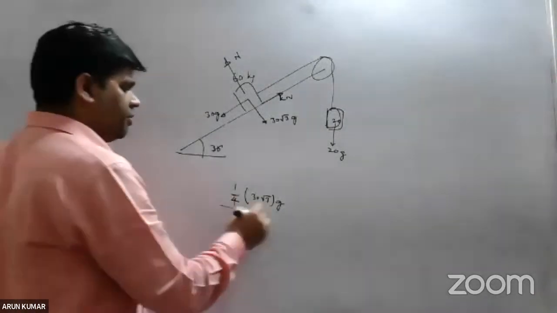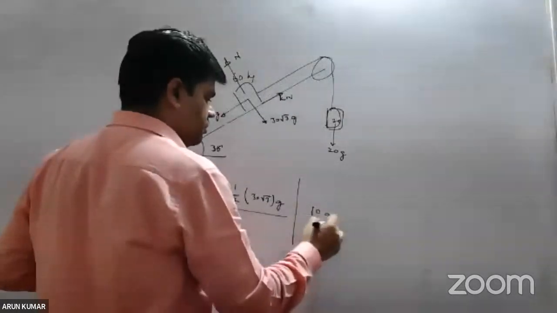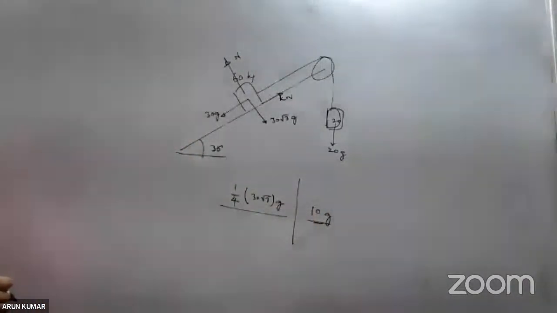Students, just tell me whether this is greater than or less than 10G. This is 100, and this is 75 root 3. 300 by 4 is how much? 75, sir. Yes, 75. And how much is 75 root 3? Is it greater than 100 or less than 100? Sir, it is less than 100, sir.